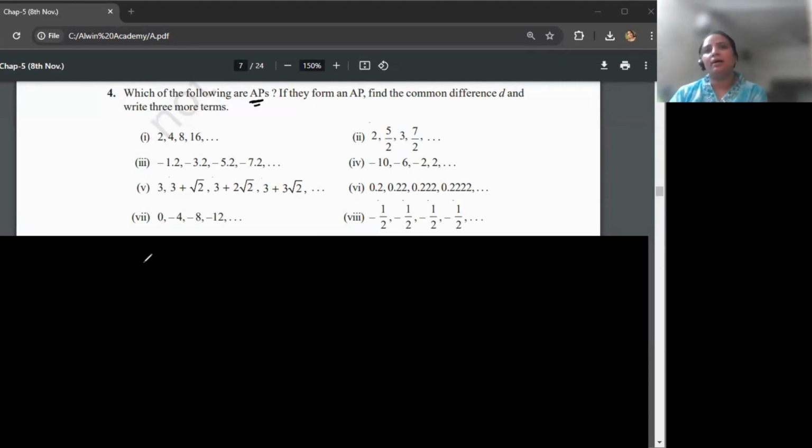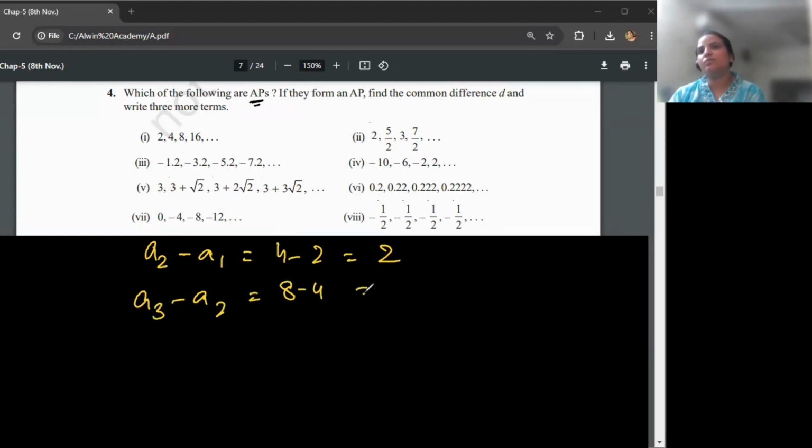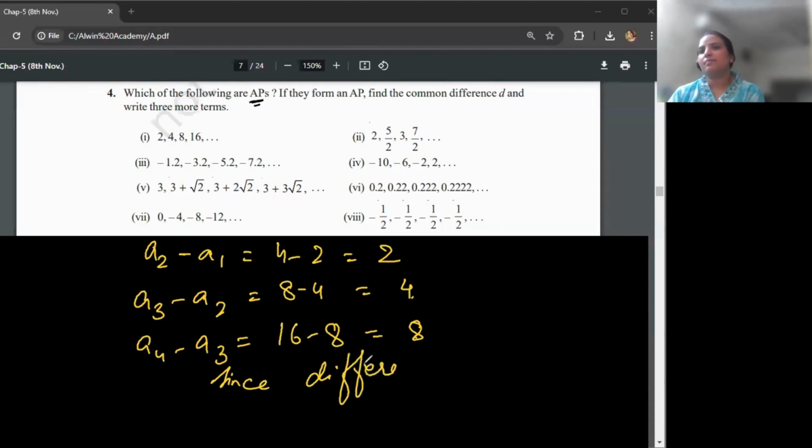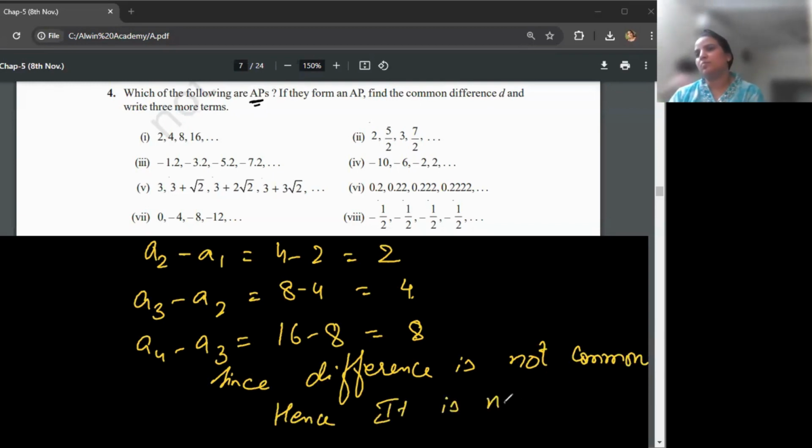So here I am checking A2 minus A1, which is 4 minus 2, that is 2. A3 minus A2, I am checking, that is 8 minus 4, that is 4. Then A4 minus A3 is 16 minus 8, that is 8. Since difference is not same or common, hence it is not an AP. Understood everyone or not?